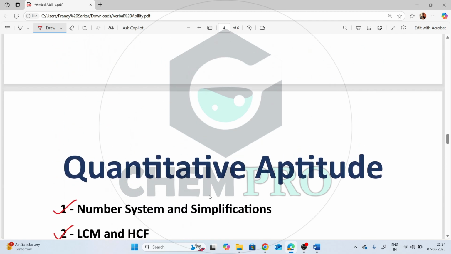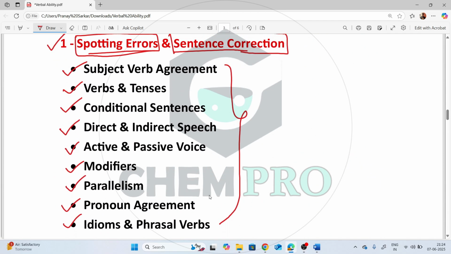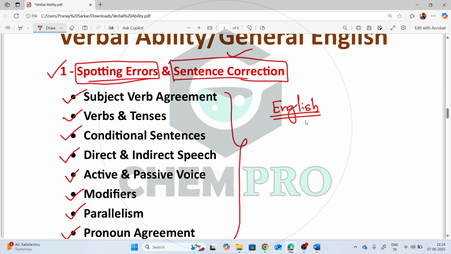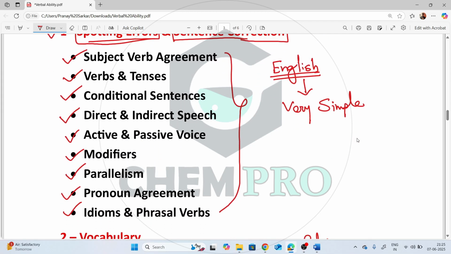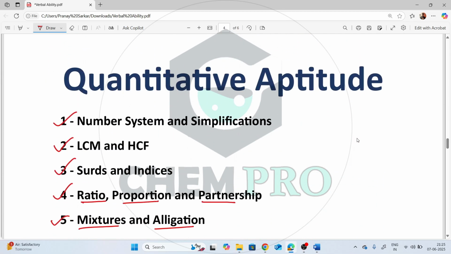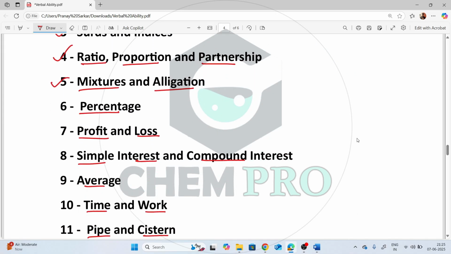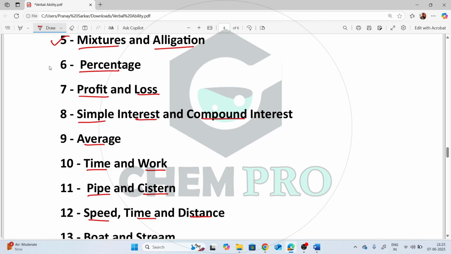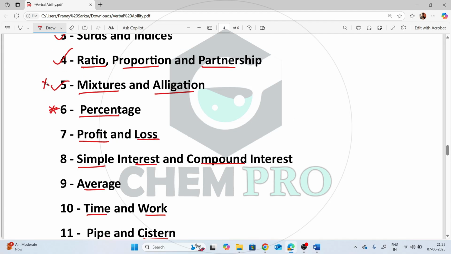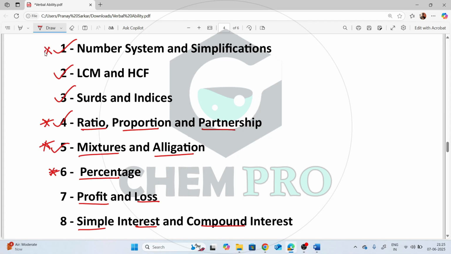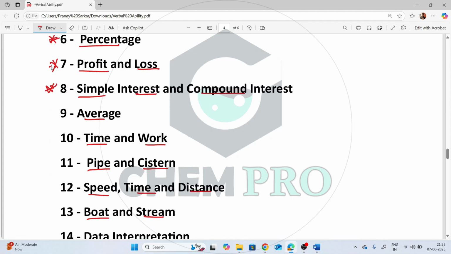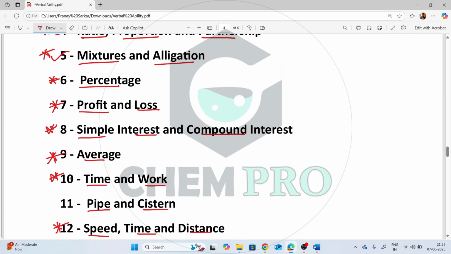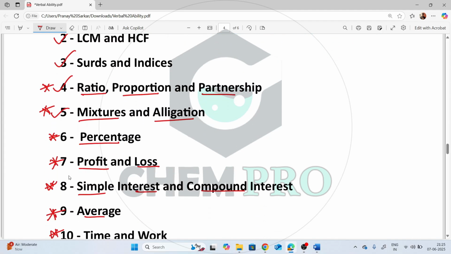Now, in the first section, you have to be cautious about the English part, and this will be very simple. So you have to score all the marks in the English part. Then you have to brush up the mathematical aptitude part, where all the simple questions will be asked. From here, you have to go for percentage, mixture and allegation, ratio and proportion, number system, simple and compound interest, profit and loss, time and work, average, speed, time, distance.